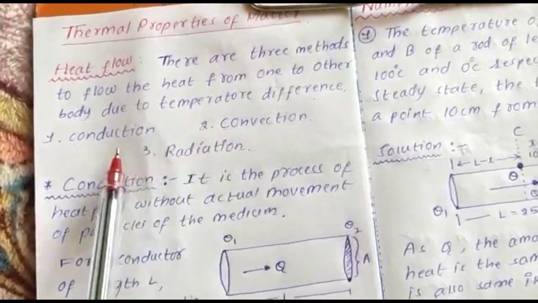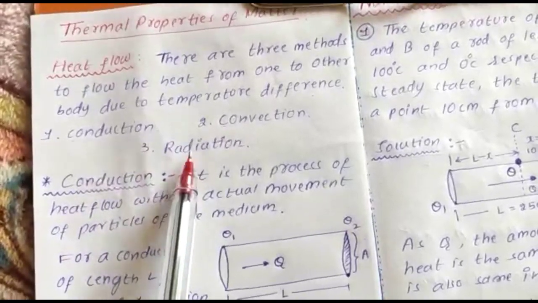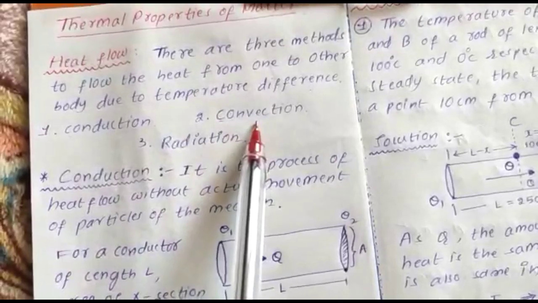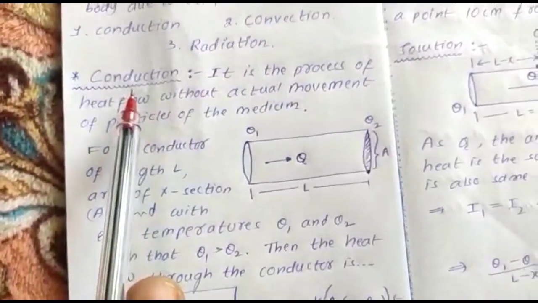Among these 3 processes, conduction and radiation are very important for objective purposes, whereas we will discuss a few details of convection in later stages. Now, first of all, let's go for conduction.